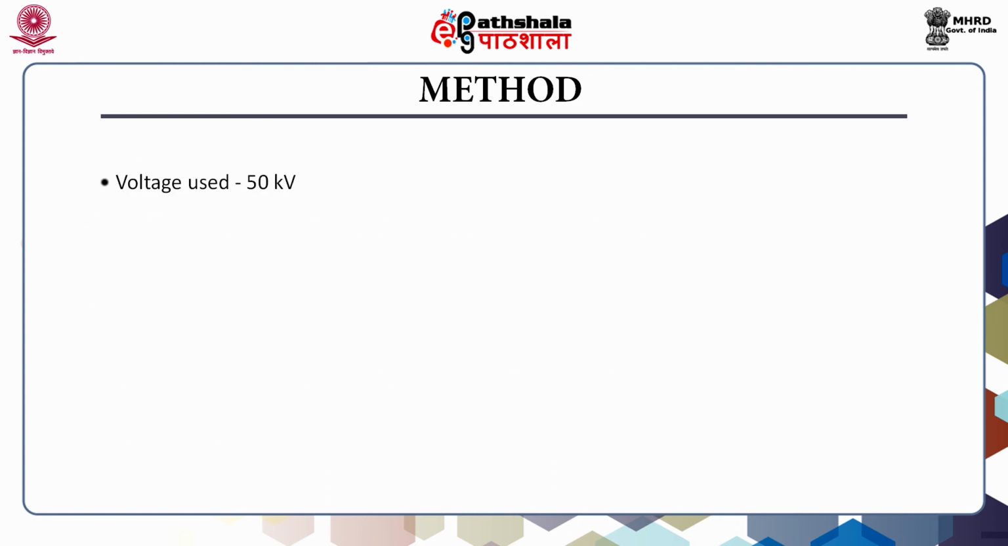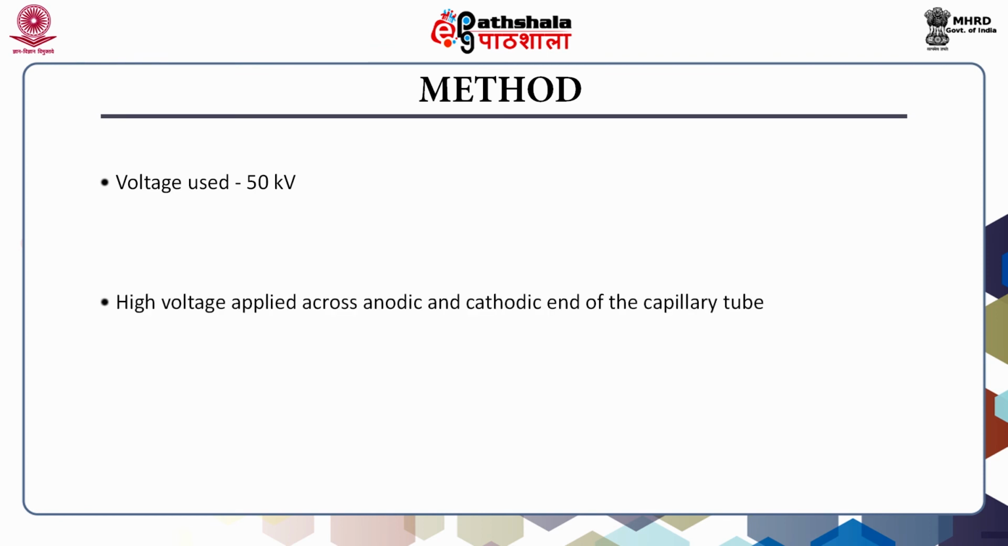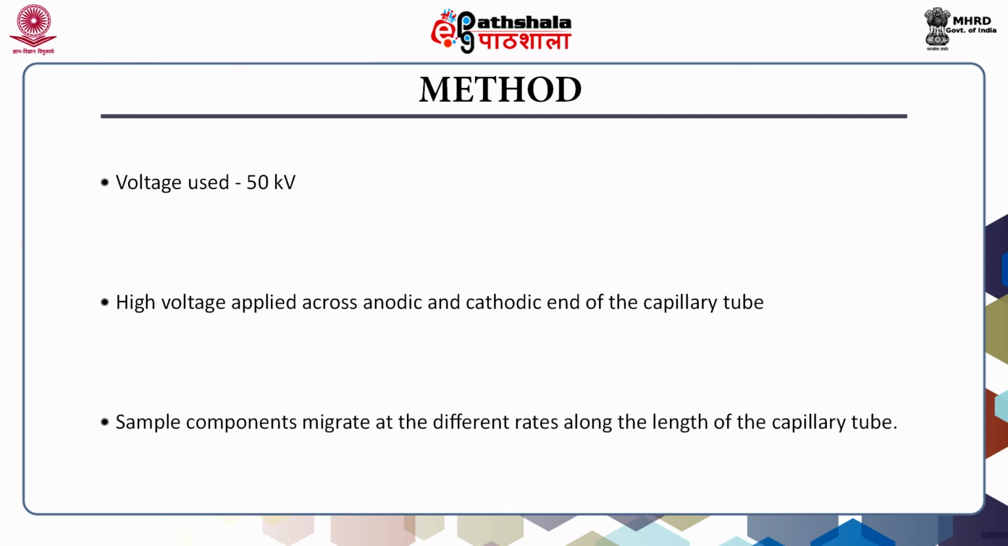In capillary gel electrophoresis, the high voltage power supplies which are commonly used should be capable of supplying voltage up to 50 kilovolt direct current. The high voltage applied across the anode and cathodic end of the capillary tube moves the sample components at a different rate along the length of the capillary tube.